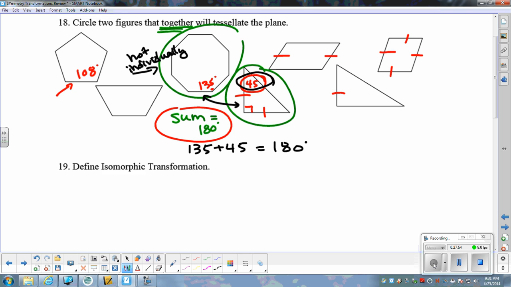Number 19, we're trying to define an isomorphic transformation. So isomorphic is meaning that it preserves shape and size.